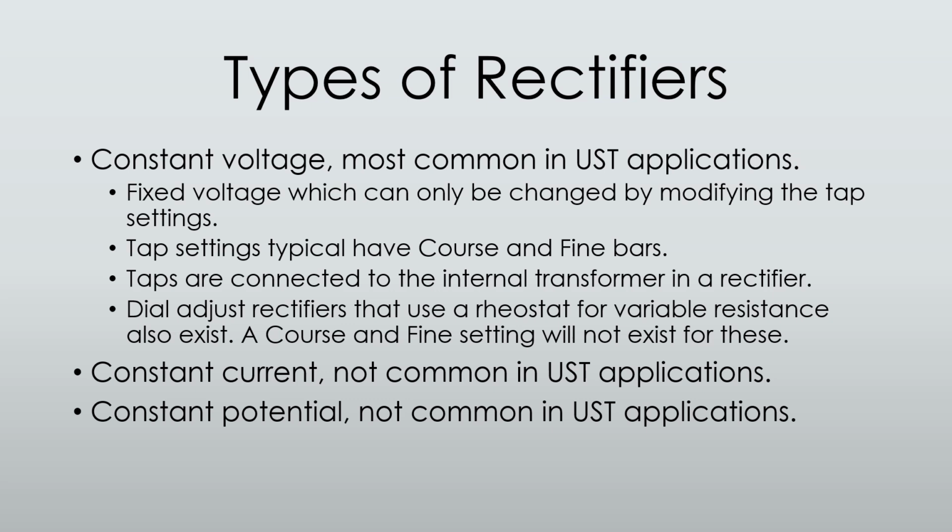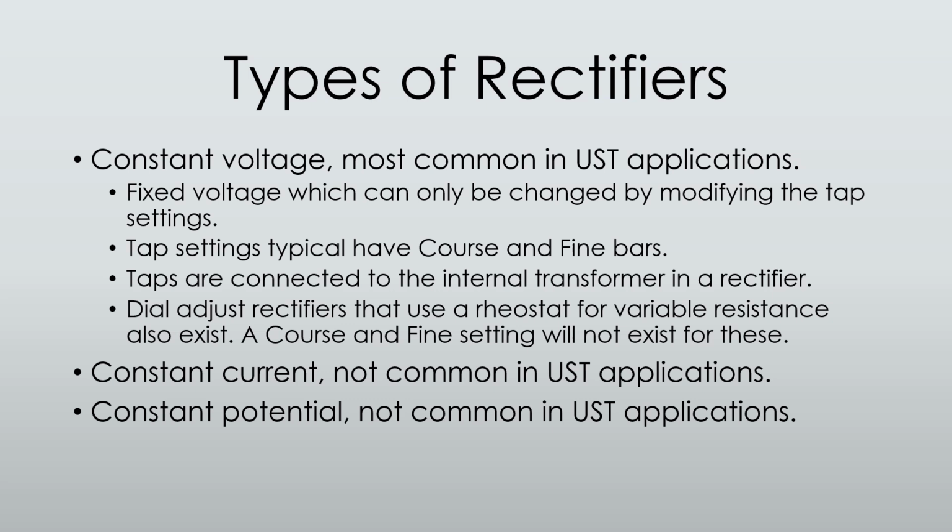There are dial adjust rectifiers that exist, and they use a rheostat for variable resistance. These are on older school, usually Goodall rectifiers, I believe is the ones I see them on most. And for these, if you have your little form setting, that you'll see C1, F2, coarse or fine, there will be no way to select that.